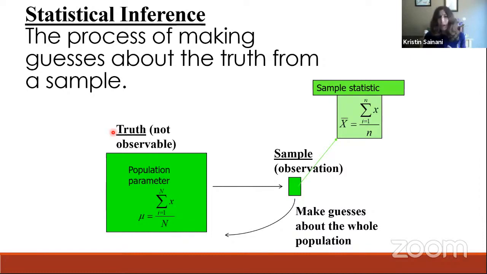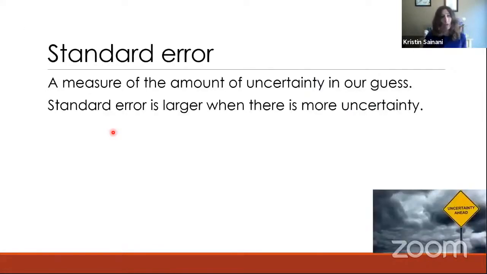And that just means, in any given sample, we might get a few extra Joe Biden voters or a few fewer Joe Biden voters. A lot of the business of statistics is trying to quantify that uncertainty in our guess. And a key measure that we use to quantify that uncertainty is something called the standard error.